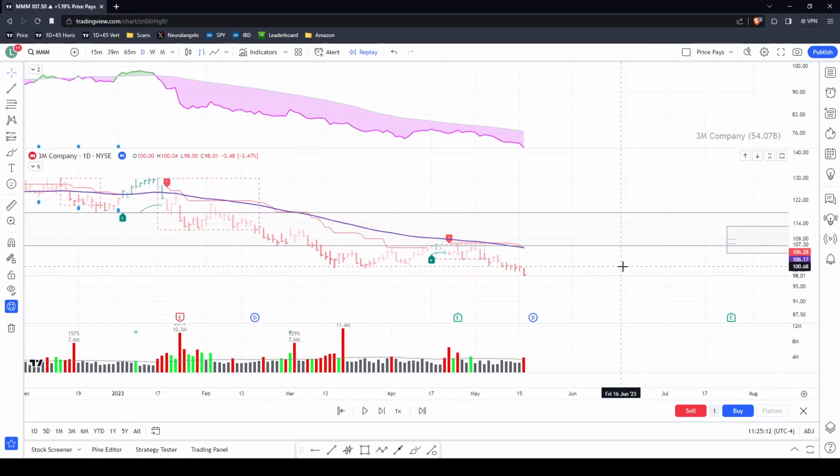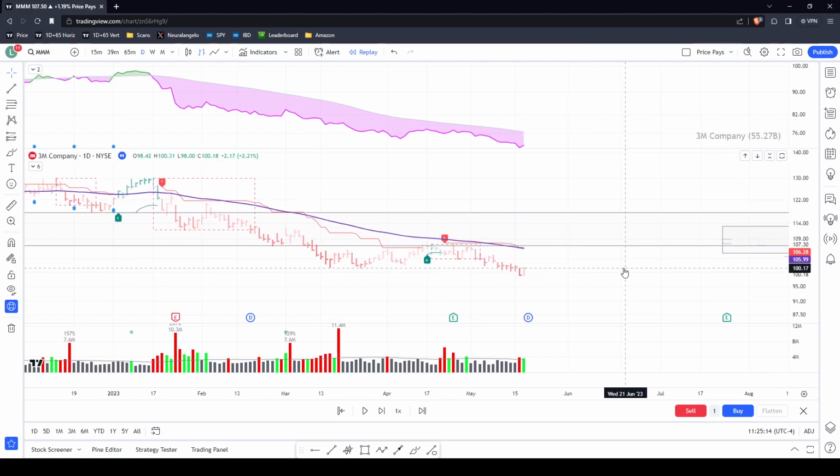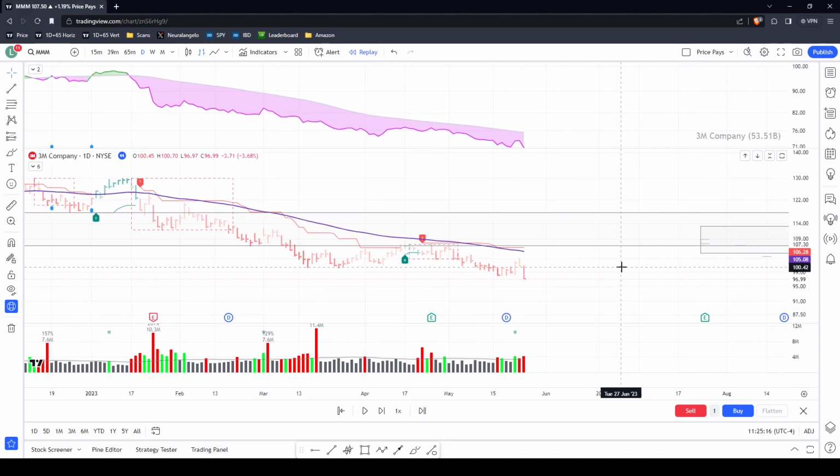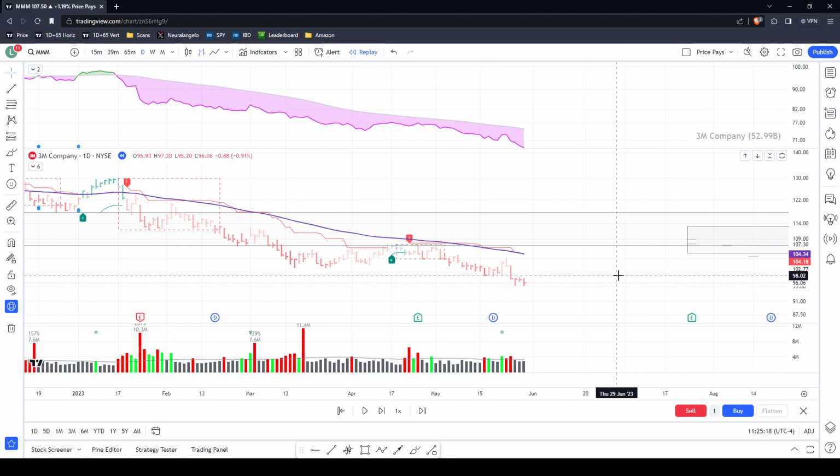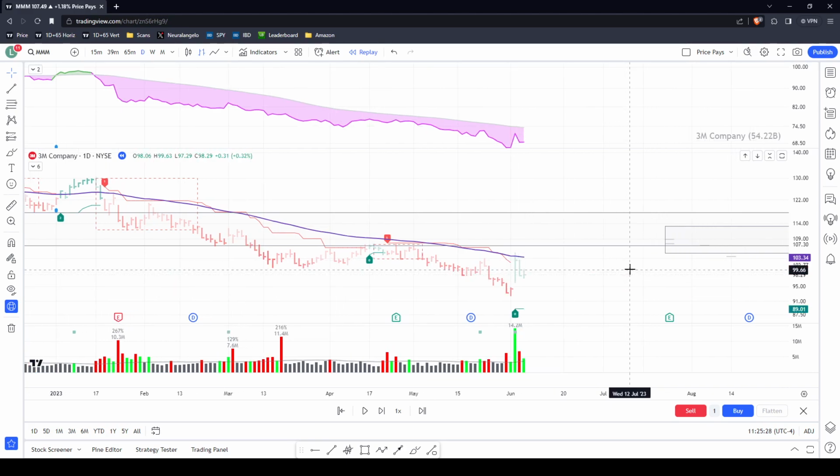So keep going, keep going. All right, let me drag the chart up a little bit. It's dipping, dipping, dipping, dipping. Oh man, this thing was really not doing well. The 65-day is still not curling up. It is still downward sloping at about the 4 o'clock position. So that is really not good.